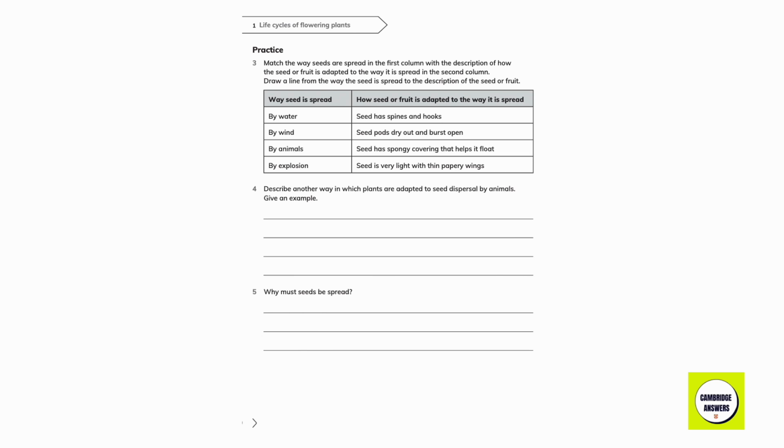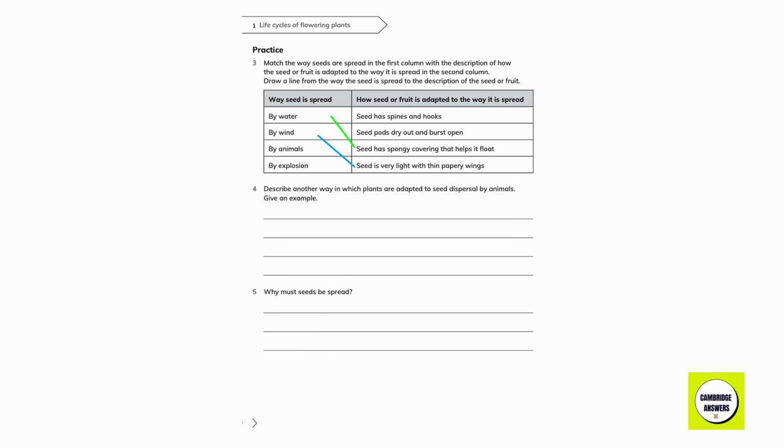Match the way seeds are spread in the first column with a description of how the seed or fruit is adapted to the way it is spread in the second column. Draw a line from the way the seed is spread to the description of the seed or fruit. Way the seed is spread. By water. Seed has a spongy covering that helps it float.